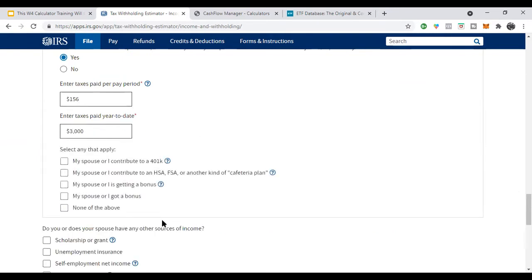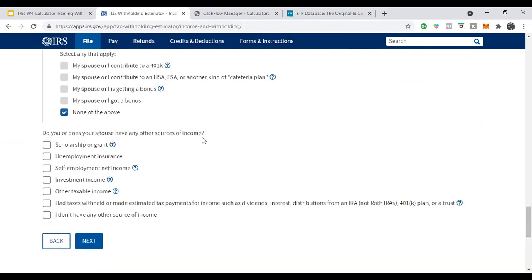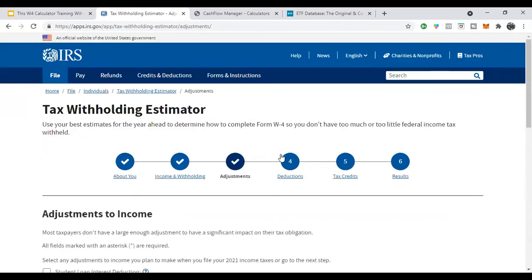Select any that apply, and we're gonna leave these blank, so we're gonna do none of the above. Does you or does your spouse have any other sources of income? Y'all, it's the feds. They wanna know everything. Okay, I don't have any other sources of income. Let's say the job is their only source. Hit next. Yep, they want to know. Next, you're going to see crypto on here. So just get ready because they got investment income, self-employment income.